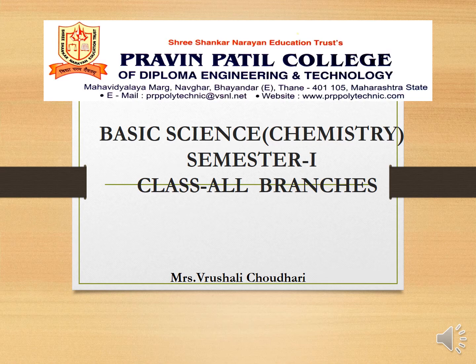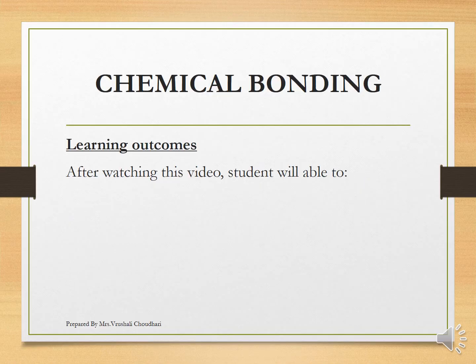Going to start with the basic science chemistry. Today we are going to start with chemical bonding. What is chemical bonding? The attraction between different atoms can be termed as a chemical bond.